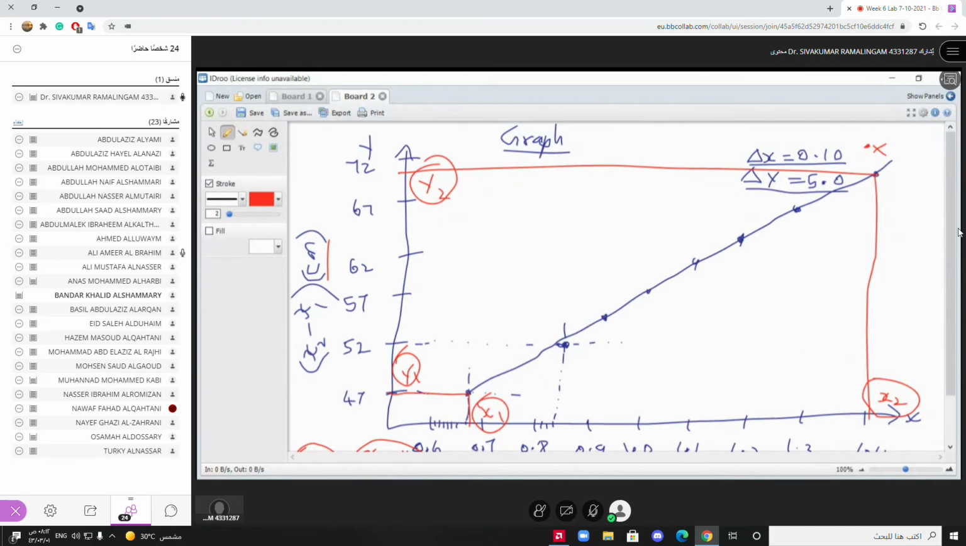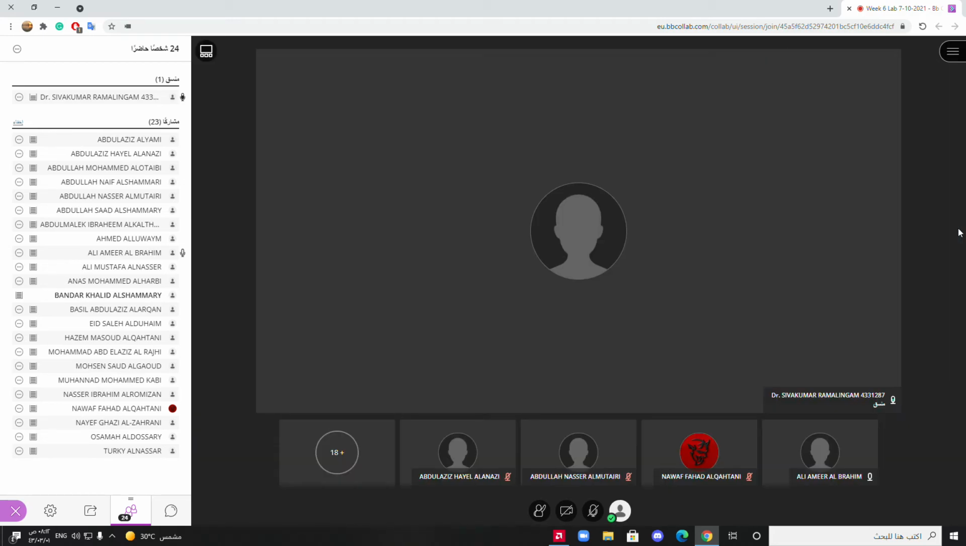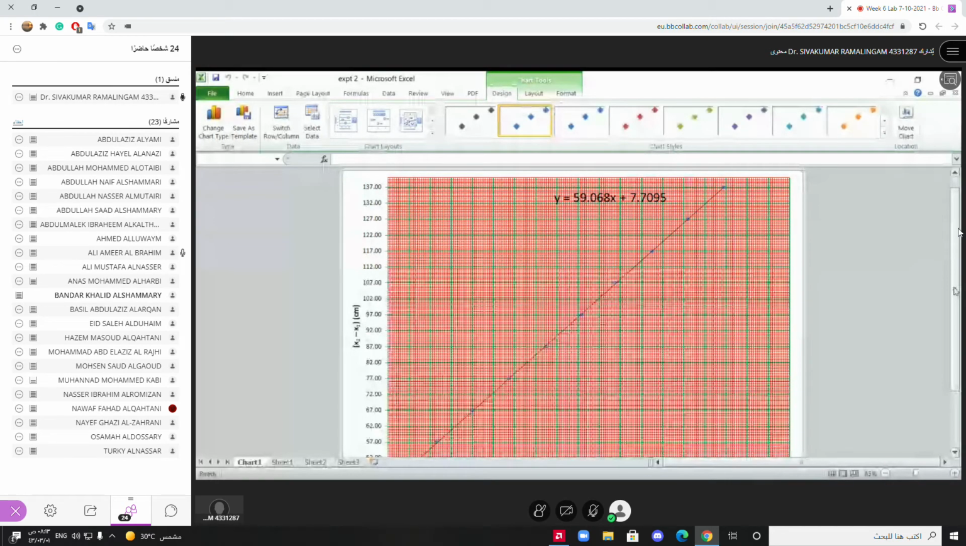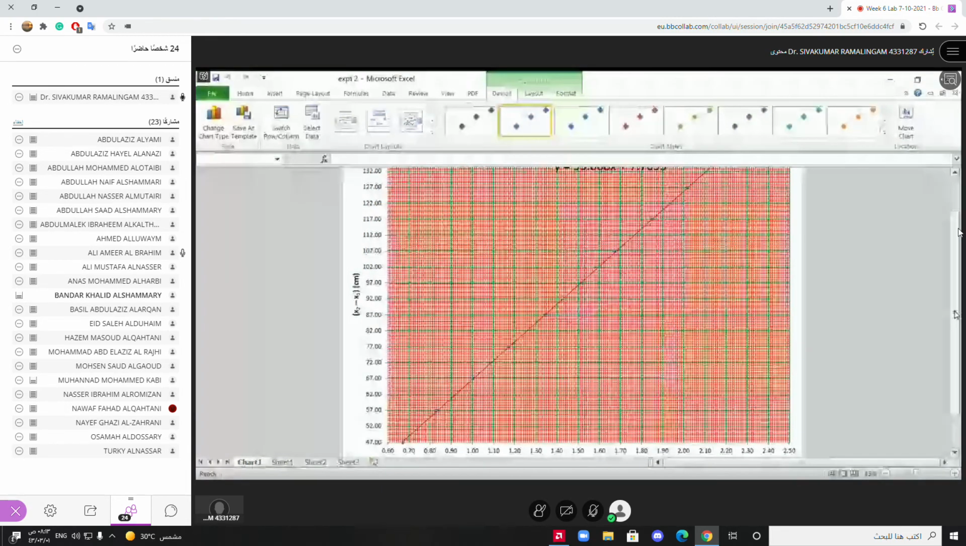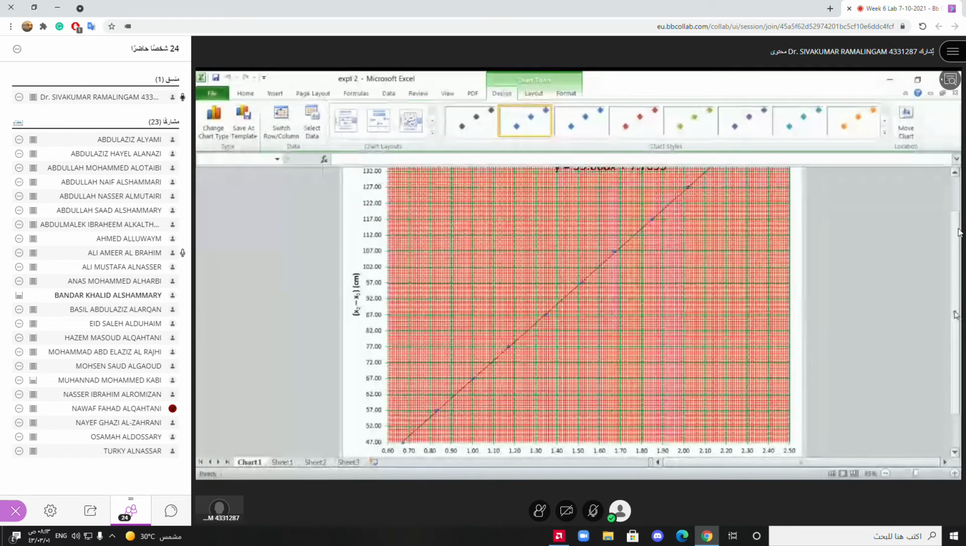I will show you the graph. I'll draw the graph on the Excel sheet. This is the graph drawn on the Excel sheet. You can check the values there. Are all the points on the line? Yes, for me it is on the line.